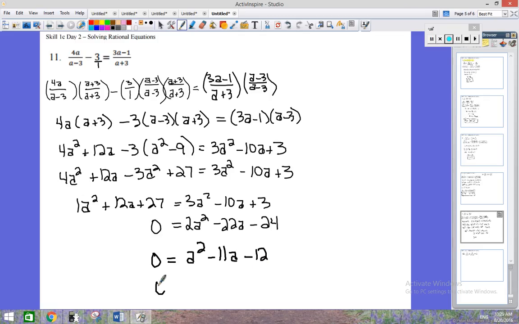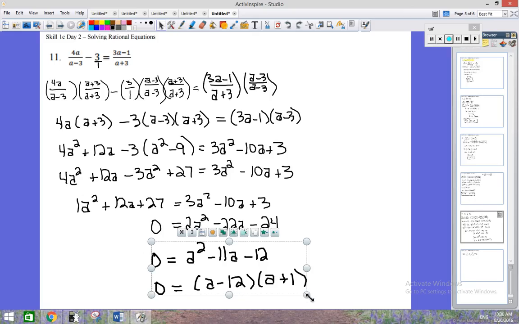Alright, this factors as a minus 4, a plus 3, where negative 4 times a positive 3 is negative 12, and when you add them together, that's negative 1. Oh, hey, 1 and 11 are not the same. That wasn't very smart, was it? Let's try a minus 12 and a plus 1. Negative 12 times a positive 1 gets me negative 12, and when I add those together, I get negative 11. Sorry about that.